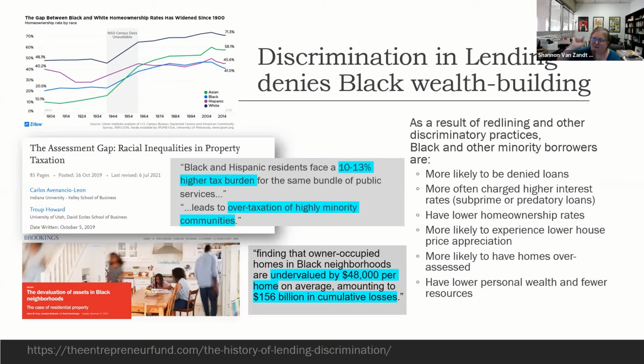Very wealthy people have a lot of diversified investments, but most of us have a lot of our wealth in our homes. And what we've seen is that Black and other minority borrowers are more likely to be denied loans. They're more often charged higher interest rates. They have much lower home ownership rates. They're likely to experience lower house price appreciation and to be over-assessed, which are kind of in conflict with one another, but even more disturbing to see, because it really suggests that discrimination is responsible for it. And as a result, they have lower personal wealth and fewer resources.